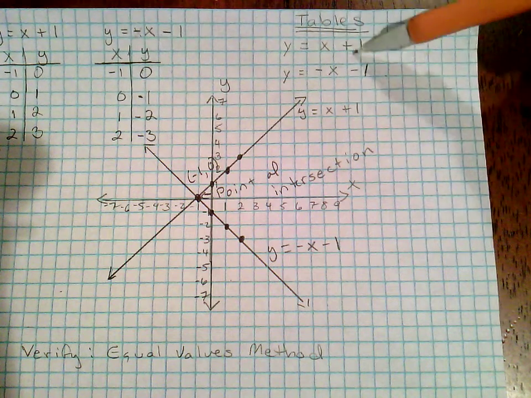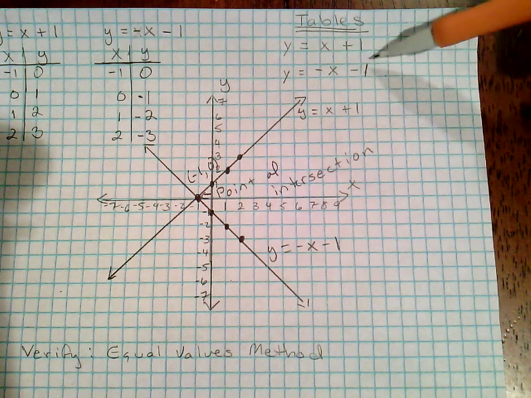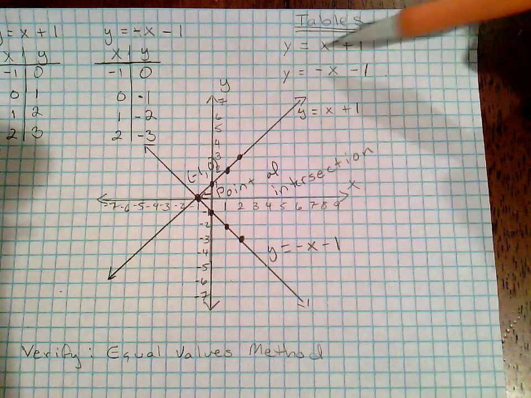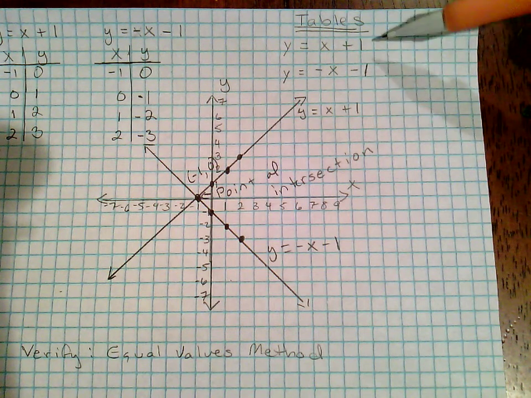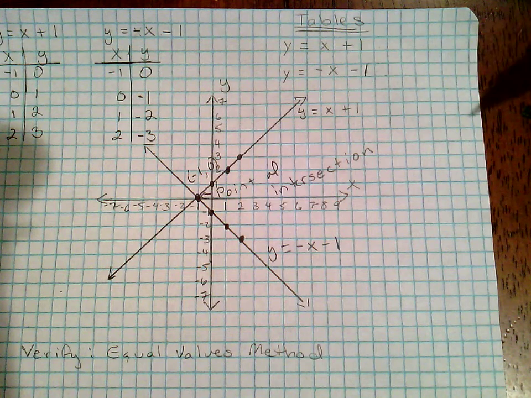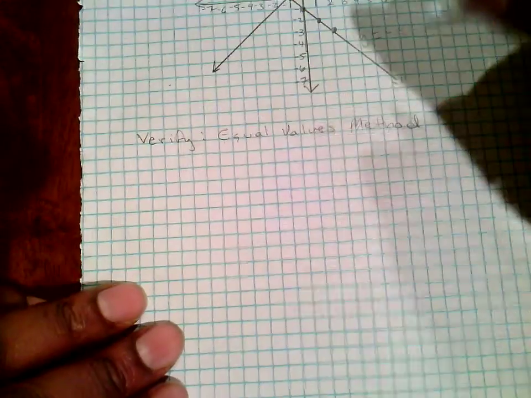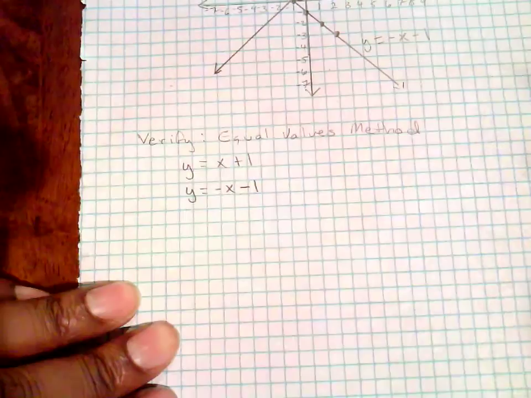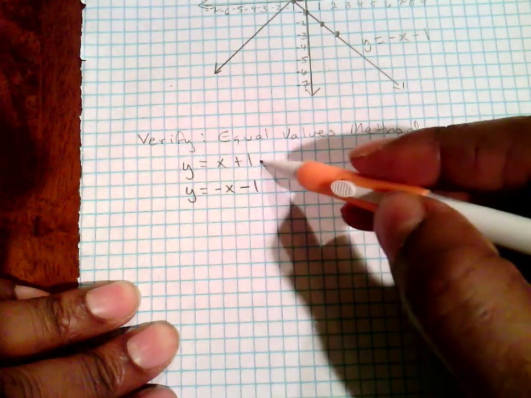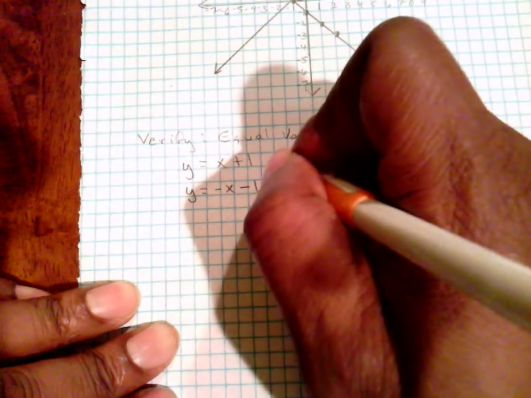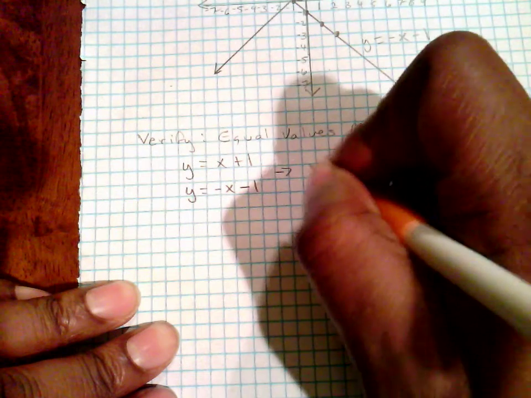All right, since we have both equations in y equals form, we've got y equals x plus 1 and y equals negative x minus 1. We have y equal to two different expressions, which means we can actually set these two expressions equal to each other. Let me rewrite them here. Y equals x plus 1 and y equals negative x minus 1. Since y equals two different expressions, I can set both of these expressions equal to one another.